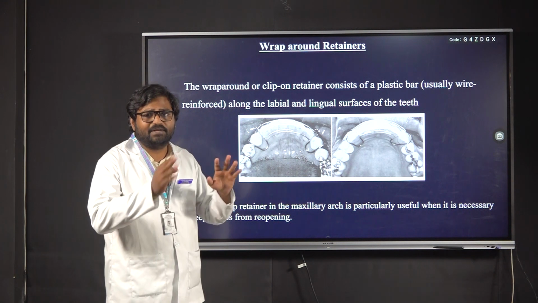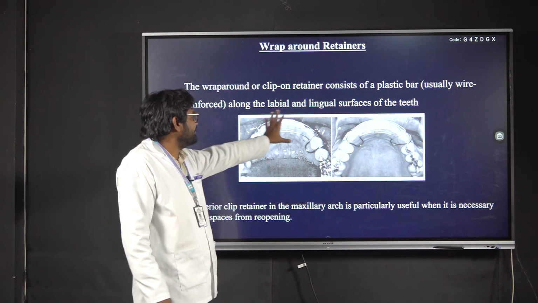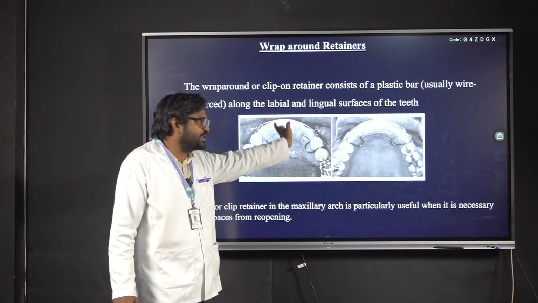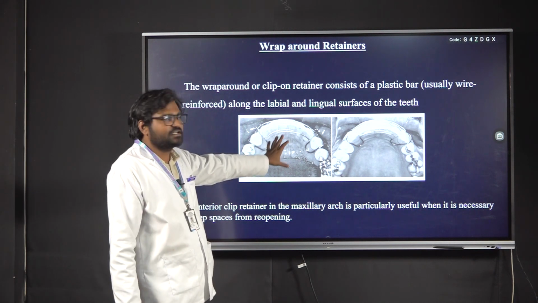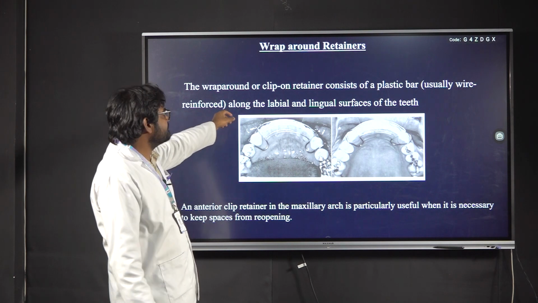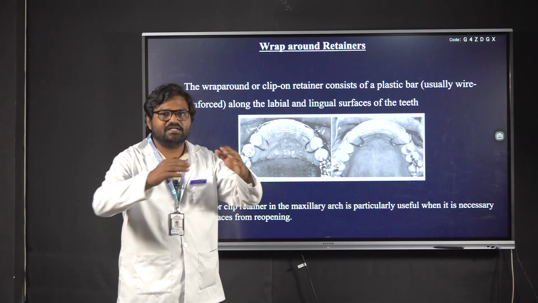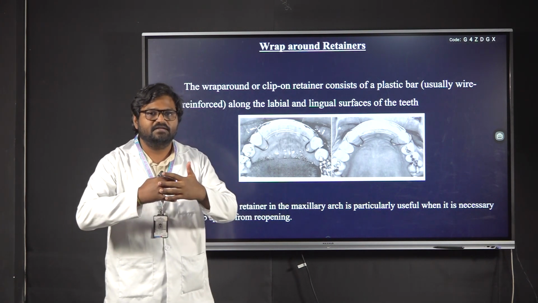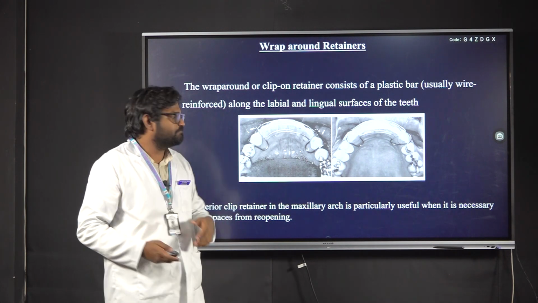As the name says, wrap around, so it's like the tooth is wrapped around. There's a wire component both on the labial and lingual surface of the teeth, and you have your acrylic component. In such a way, there's a plastic bar which is wire reinforced along the labial and lingual segment, so that it is nicely holding all the teeth. It doesn't move labially, it doesn't move lingually.